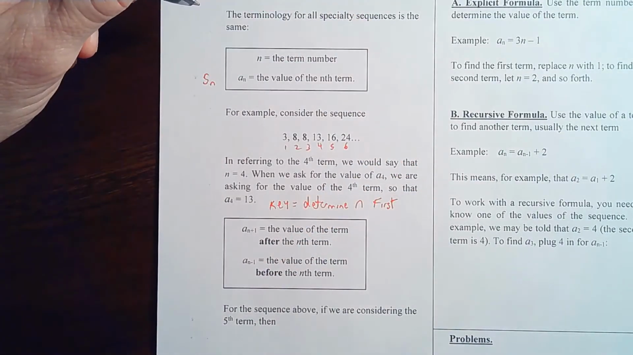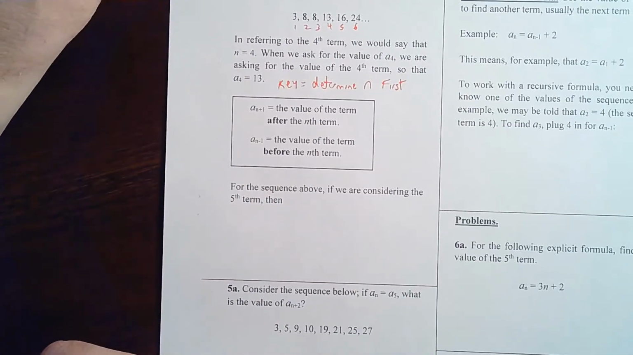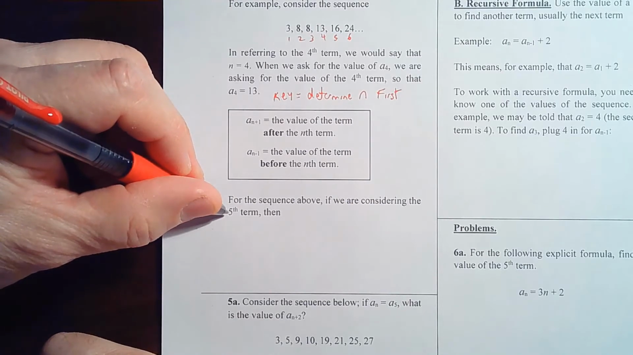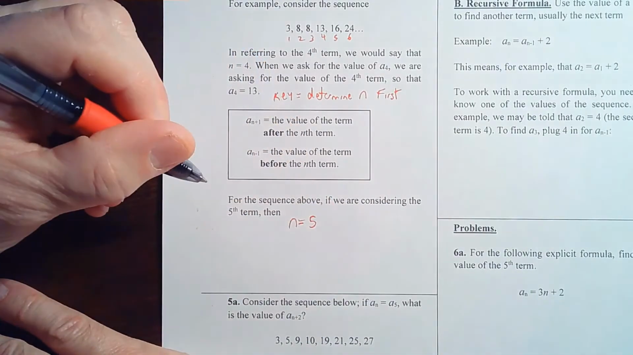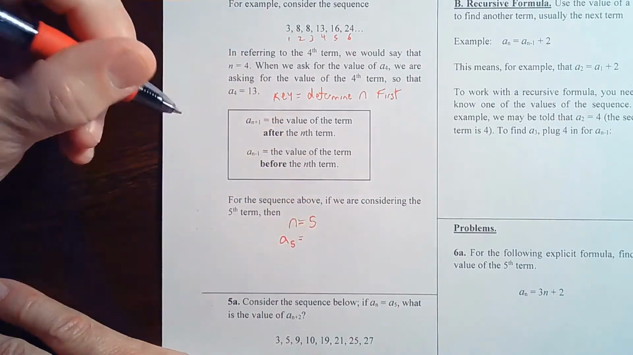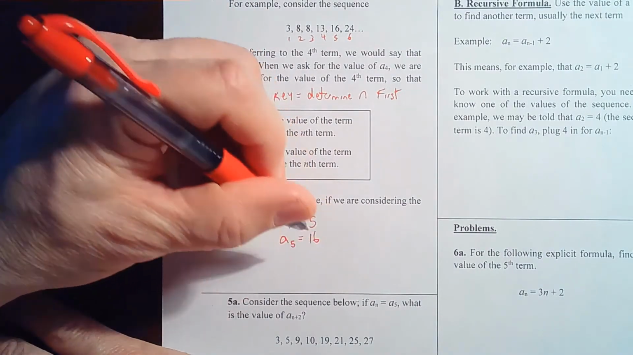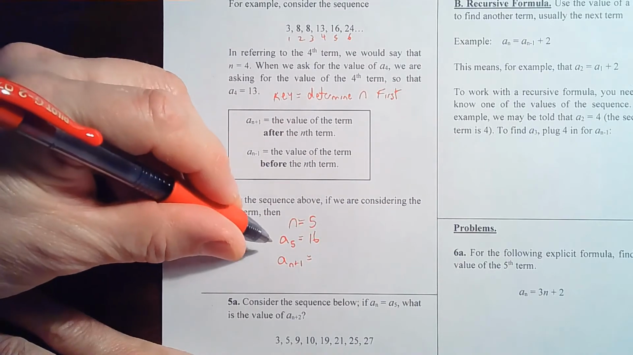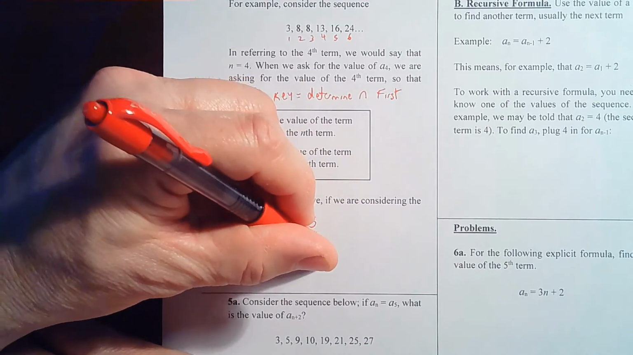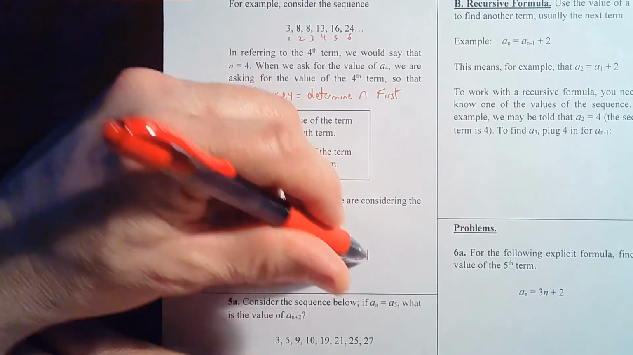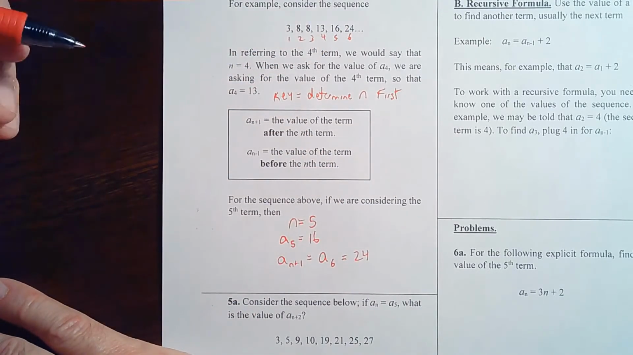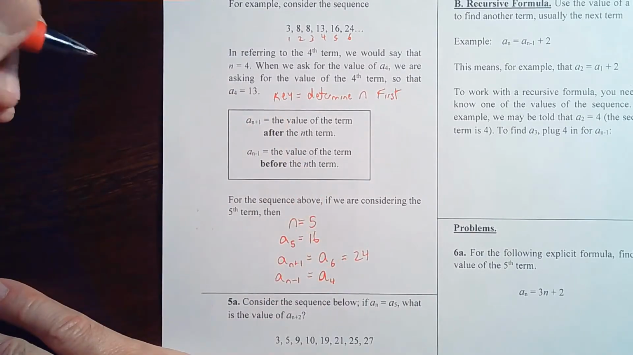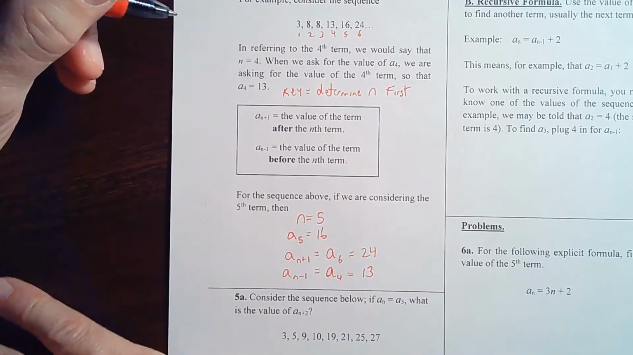Let's see how this goes in practice. We have this problem here under the box. It says, for the sequence above, if we are considering the fifth term, then what are the consequences of that? Well, the fifth term means n equals 5. And a sub 5, which is the value of the fifth term, is 16. A sub n plus 1 means the term after the fifth term, because our n is 5. So a sub n plus 1 is a sub 6, and that's the next term, which is 24, because our fifth term was 16. And a sub n minus 1 would be the term before the fifth term, or a sub 4, which is 13.